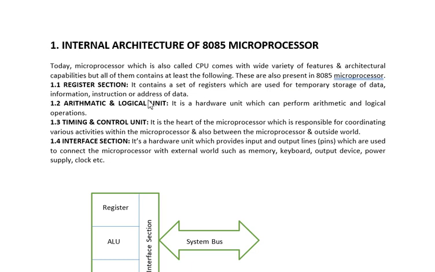So a microprocessor, which is also called a CPU, comes with a wide variety of features and architectural capabilities nowadays, but all of them contain at least the following. These should be there. When we talk about the register section, the 8085 has a register section, that is, some registers. What types of registers are there, we have to learn again about this. So one functional component is the register section.